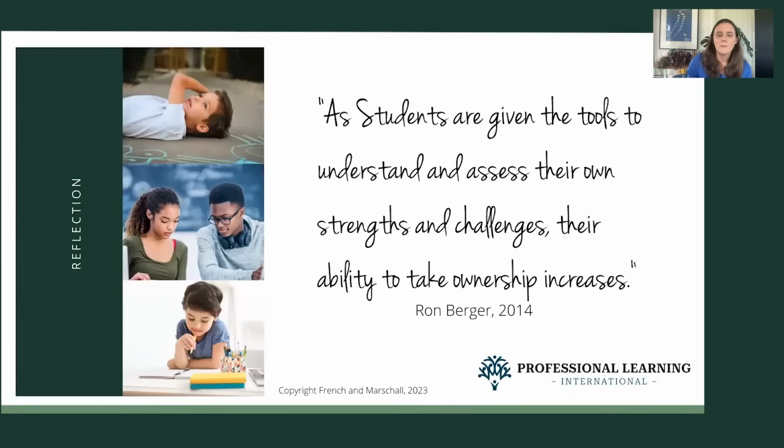And then I found this quote from Ron Berger. It's, as students are given the tools to understand and assess their strengths and challenges, their ability to take ownership increases. And that really resonates with me, because ultimately an open inquiry is about taking more ownership for their learning and giving students more choice to explore something that really resonates with them. But in order for that to be successful, it is our responsibility as educators to make sure they have the tools to understand and assess their own strengths and challenges, the skills in place to be successful in that. Otherwise, we're not going to get that ownership or that agency that we're looking for from an open inquiry.